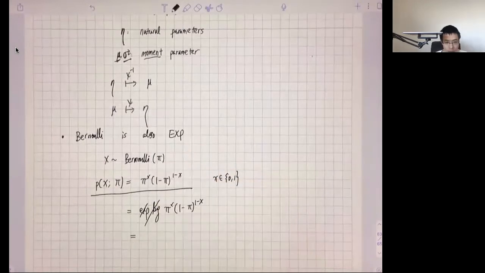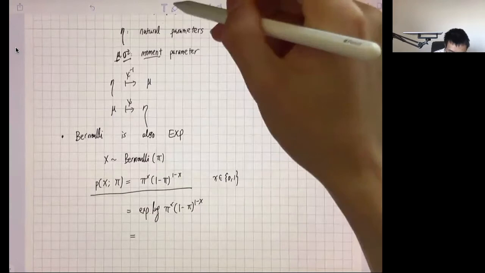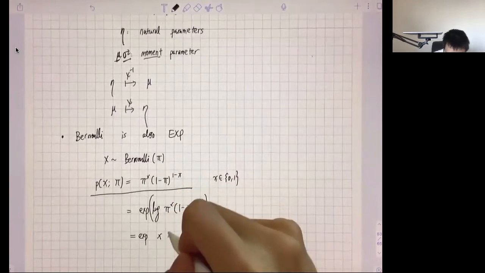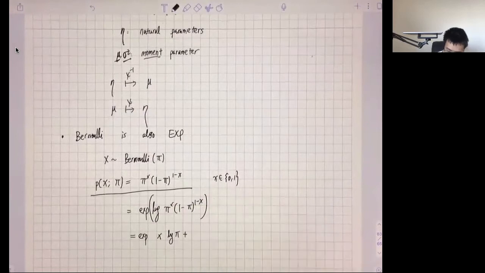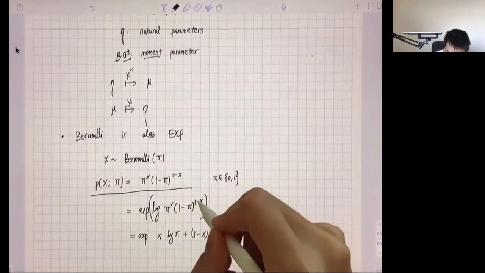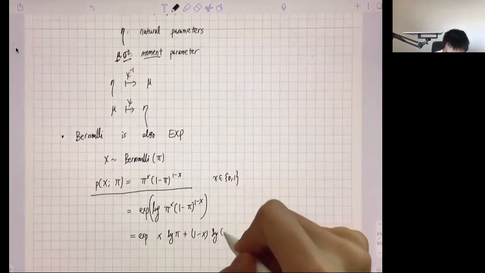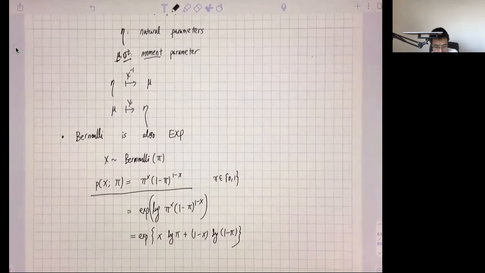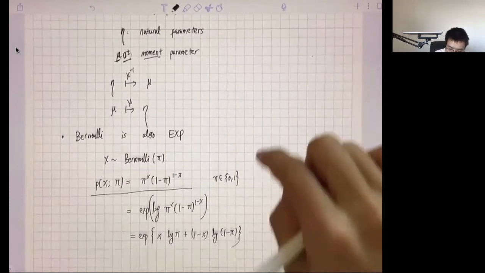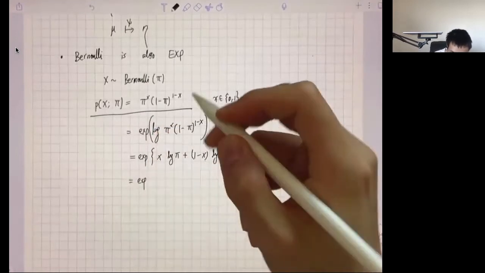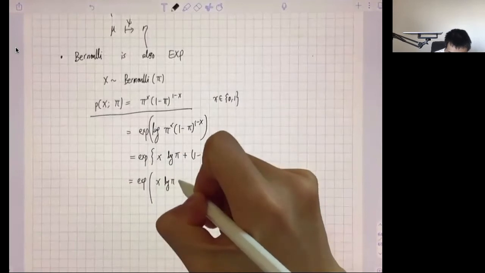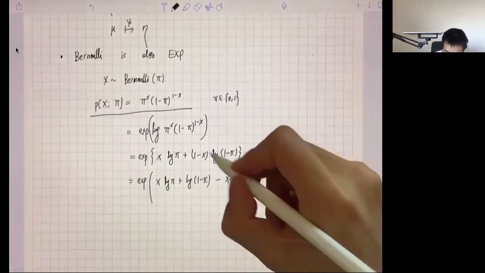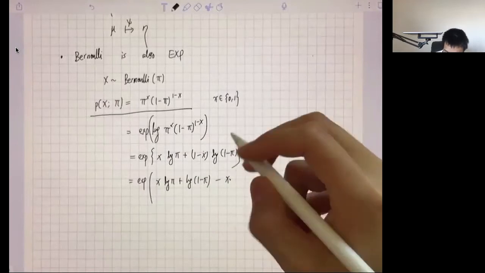Then I will not cancel them out, because if I cancel them out, then I have done nothing. I would first compute this term, log of pi of x. That gives me x log of pi plus 1 minus x log 1 minus pi, right? So I can group things together as saying x log of pi plus log of 1 minus pi, minus x times log of 1 minus pi.